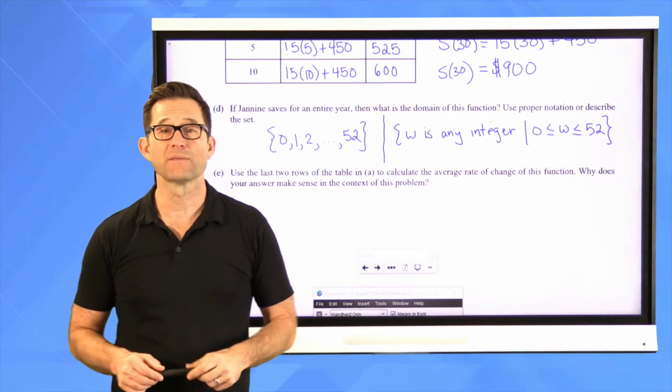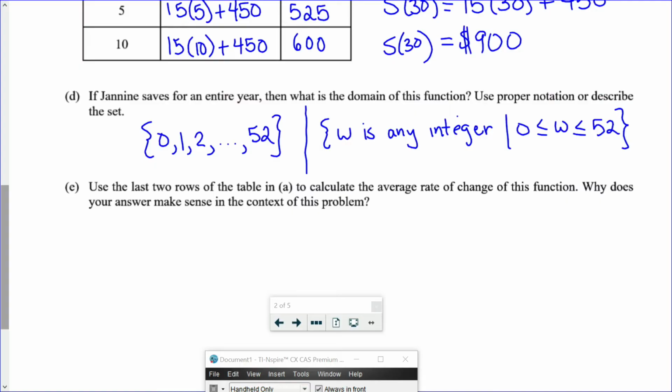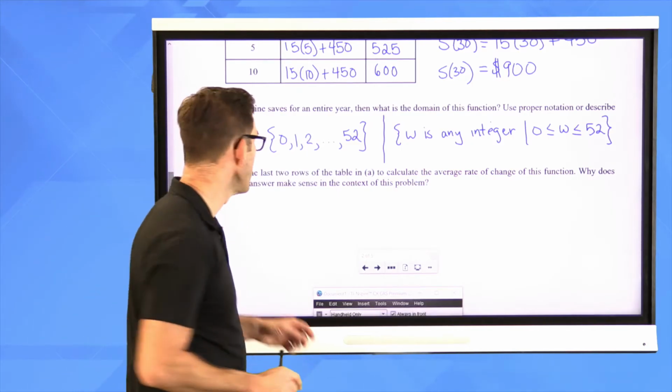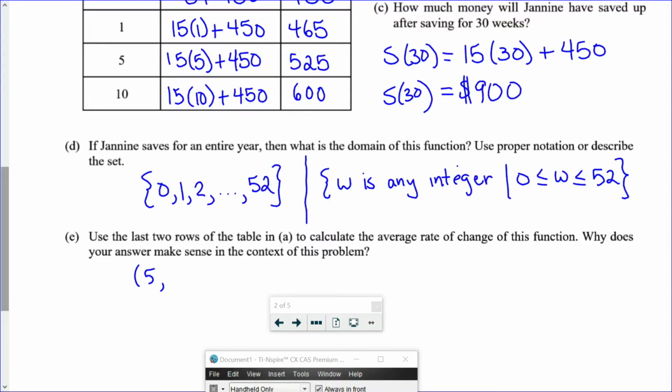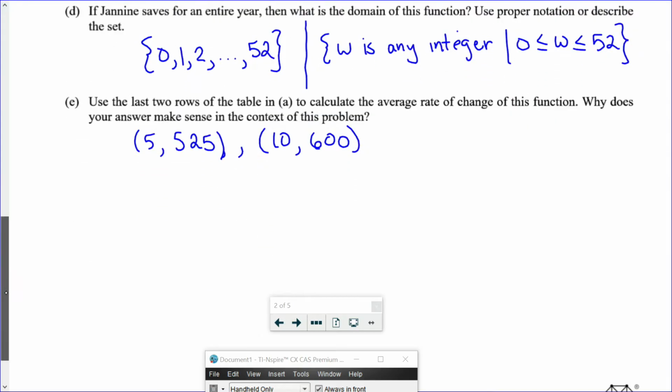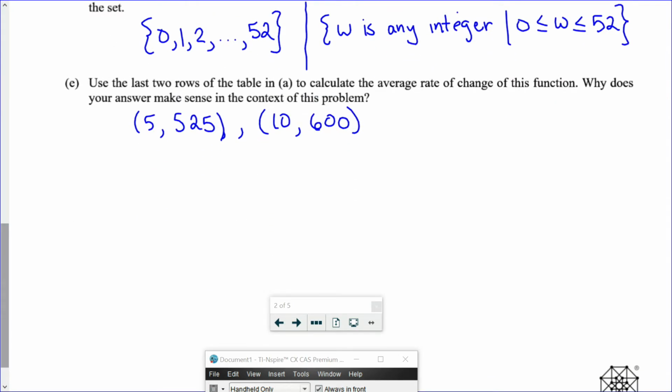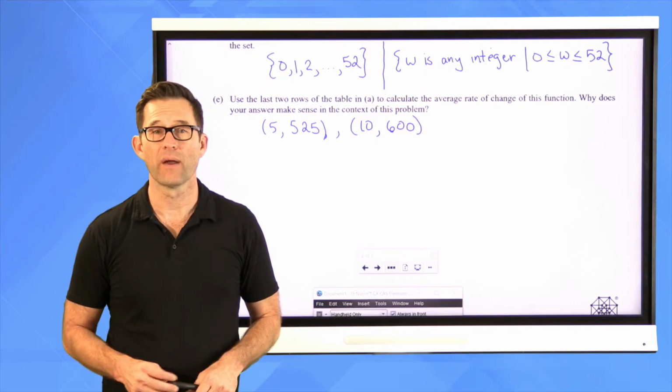Let's take a look at one last piece of this problem, letter E. Use the last 2 rows in the table in A to calculate the average rate of change of this function. Why does your answer make sense in the context of this problem? In other words, let's use these last 2 points, 5, 525, and 10, 600, to calculate the average rate of change of this function. Why don't you pause the video and go ahead and do that right now.